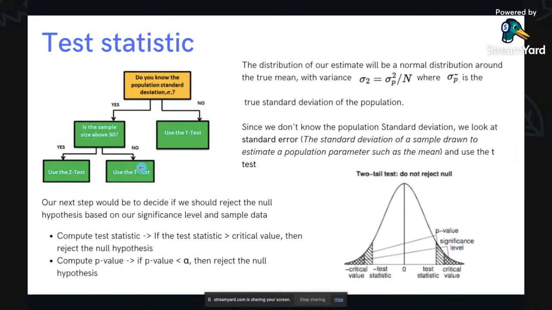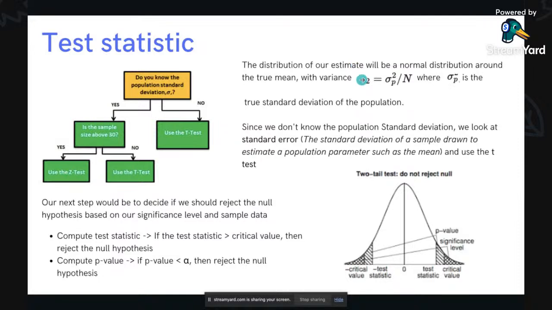And also, if there are more than 30 samples, then we can use the z-test or the t-test. When n approaches 100, it doesn't matter whether we use the z-test or the t-test. Both of them are the same. And the distribution of our estimate will be a normal distribution, as we mentioned earlier. Our estimate here being the d value that we were considering earlier.